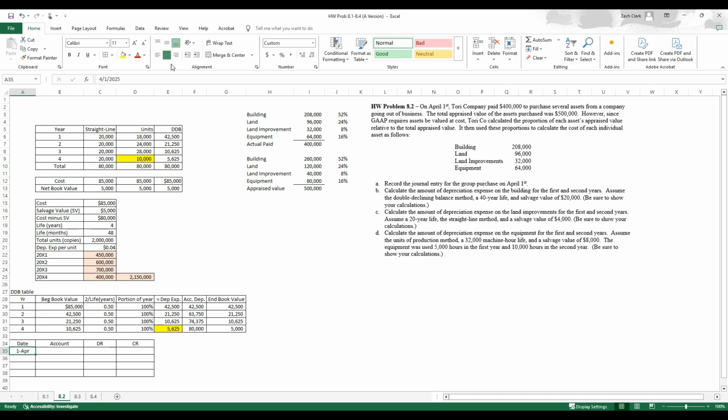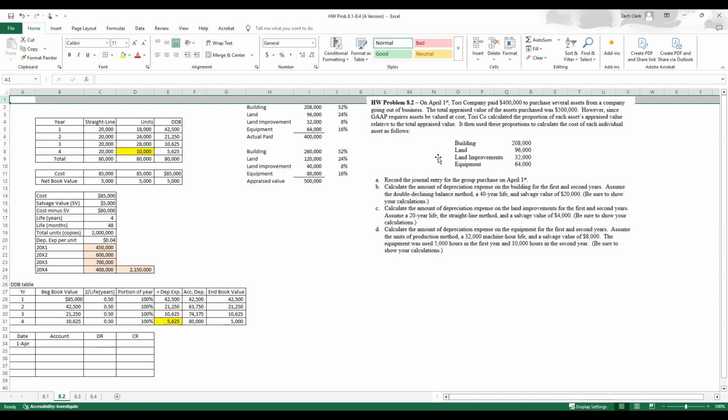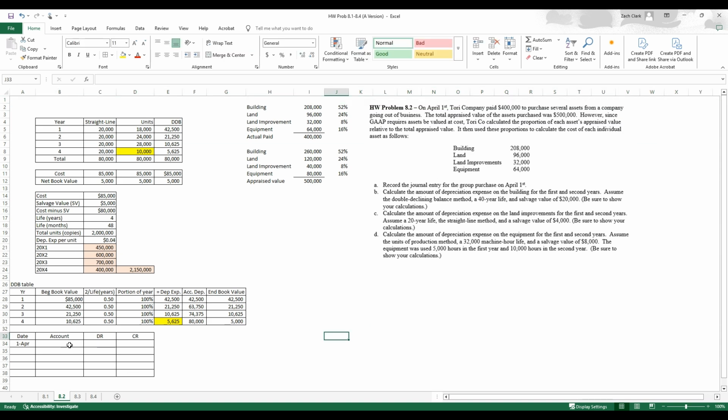Okay, and we paid cash for all this stuff. I think we might need an extra row here. Let me delete this so we can move things up a little bit. So we paid, let's leave that for explanation. We paid cash. So remember, cash is an asset. Assets are credits to decrease, and we paid $400,000.